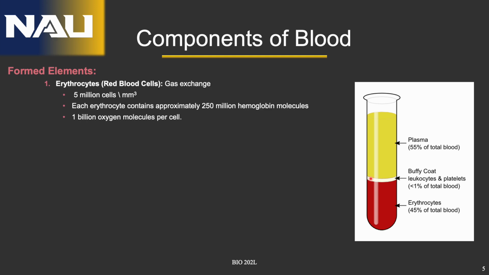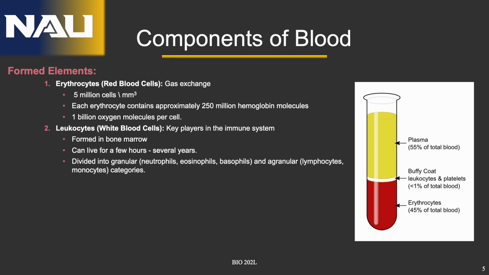So let's talk about erythrocytes. Erythrocytes are the red blood cells. They are the most common blood cell type, and they make up about 5 million per cubic millimeter of blood. Each erythrocyte contains approximately 250 million hemoglobin molecules, enabling the transport of about 1 billion oxygen molecules per cell.